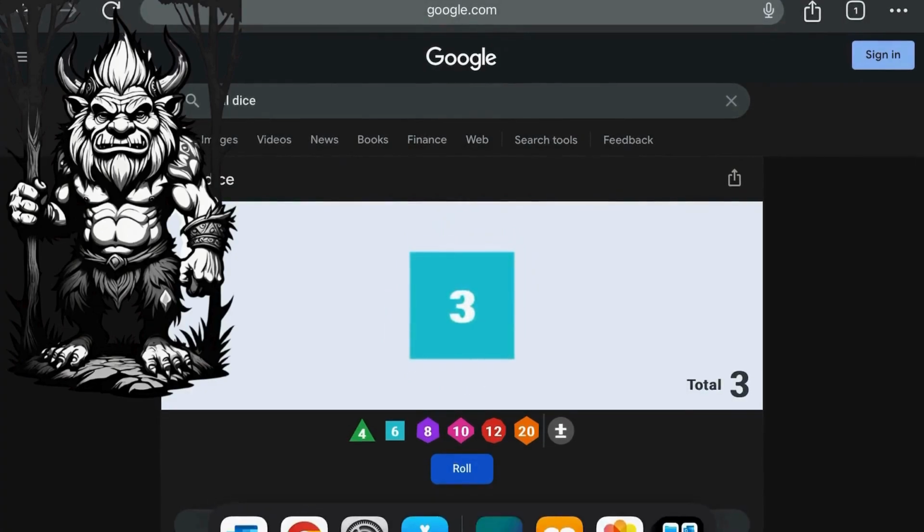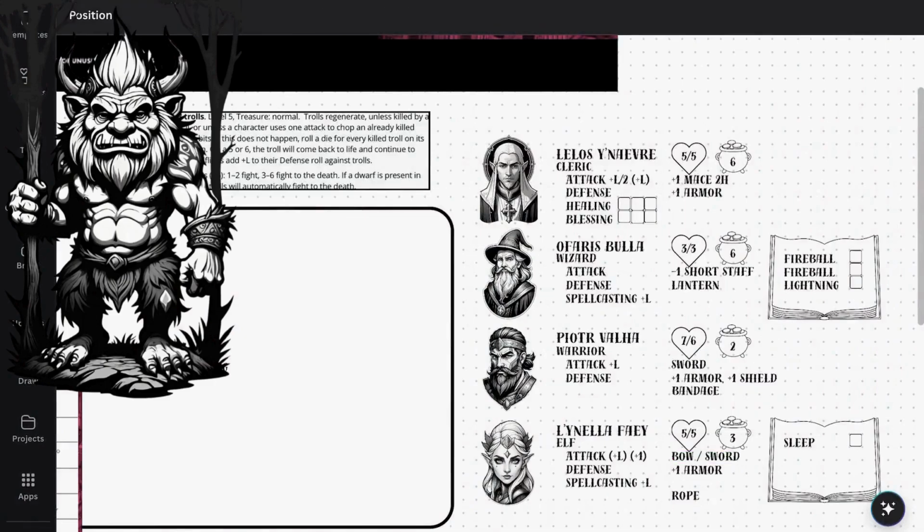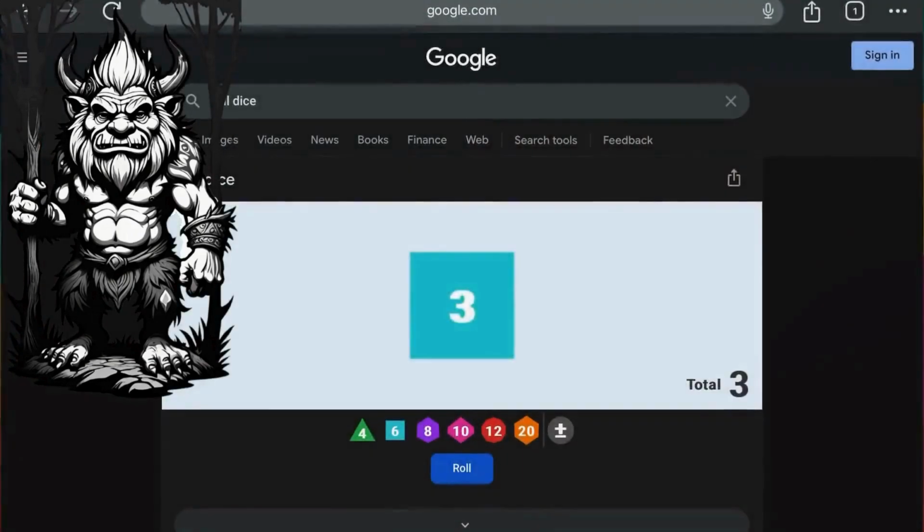Sword doesn't have any bonus. Plus L, which is plus 1. It's 4. It's not enough. Oh my! I thought it is only one troll, we can deal with it. Piotr has to defend again. Let's roll for it.